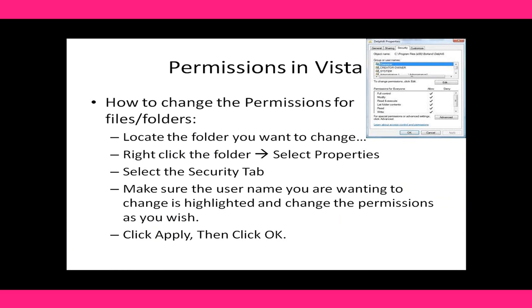Permissions in Vista. How to change the permissions for files and folders. First of all, you need to locate the folder that you want to change. Right-click the folder, select Properties, select the Security tab, make sure the username you are wanting to change is highlighted, and change the permissions as you wish. Click Apply, then click OK.